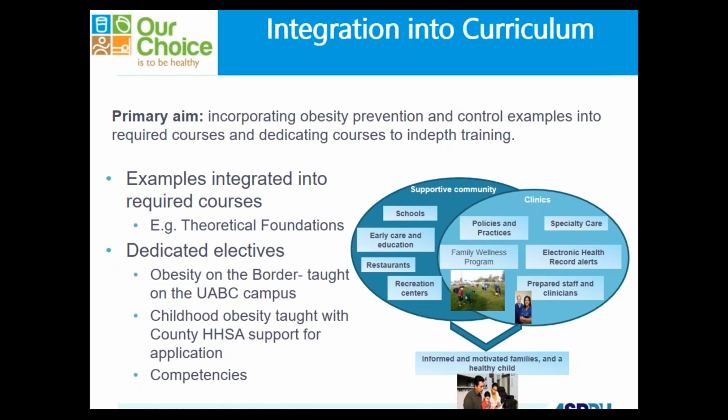So integrating examples from our own work into, for example, theory. In the theory class for our MPH students, they explore the socio-ecological model, and then we take them through one of our demonstration grant interventions on this, a multi-level intervention going from the individual to the family to the community to the policy level. This included everything from clinics to restaurants.